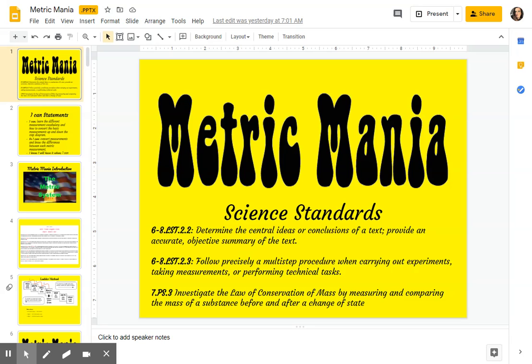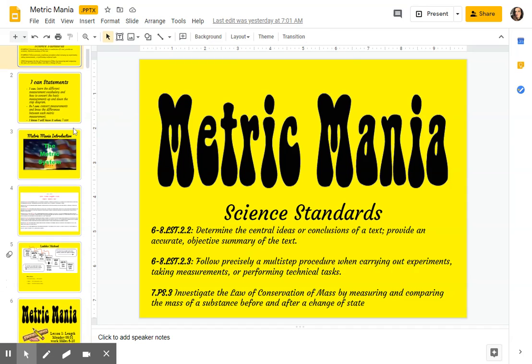Follow precisely a multi-step procedure when carrying out experiments, taking measurements, or performing technical tasks. By completing this, you're able to do the labs, measurement labs, and things that we are doing in class. And the meat of our standard for this unit is to investigate the law of conservation of mass by measuring and comparing the mass of a substance before and after the change of state. We're going to be learning how to convert those measurements to and from kilometers, centimeters, so on and so forth.